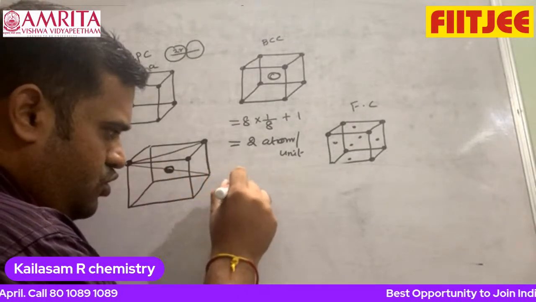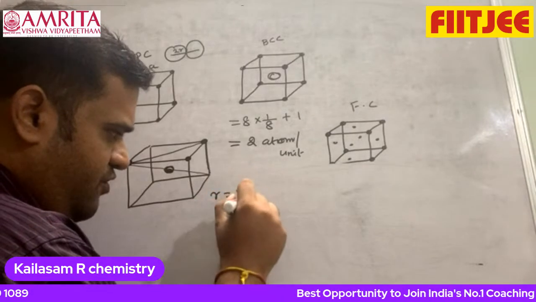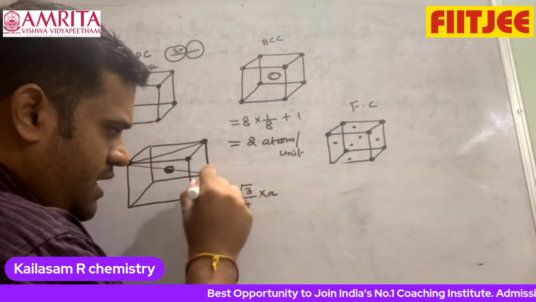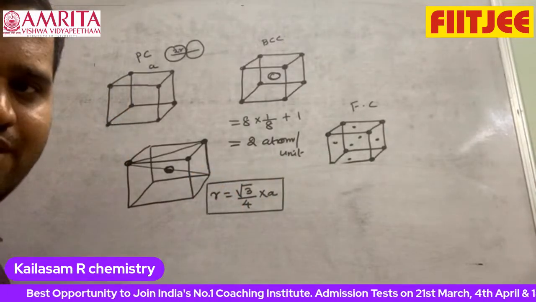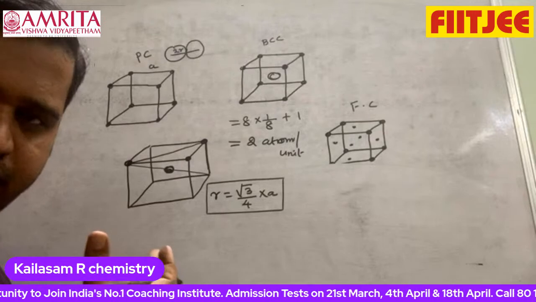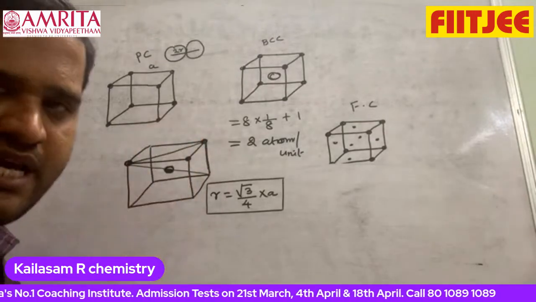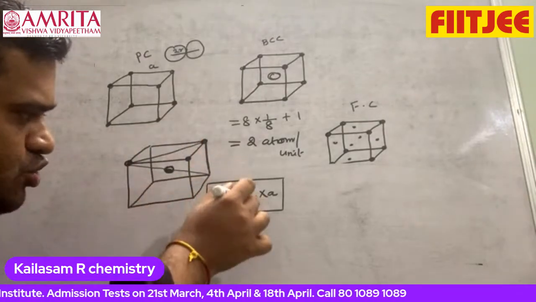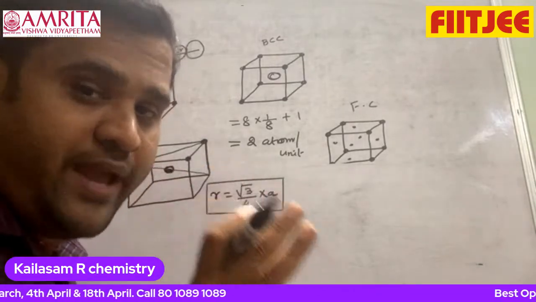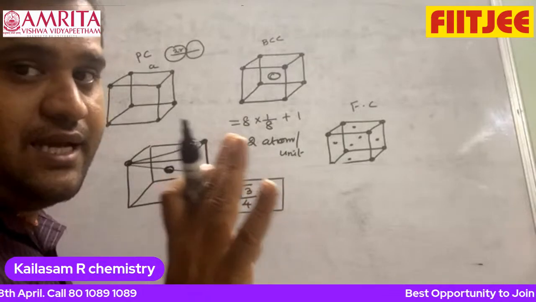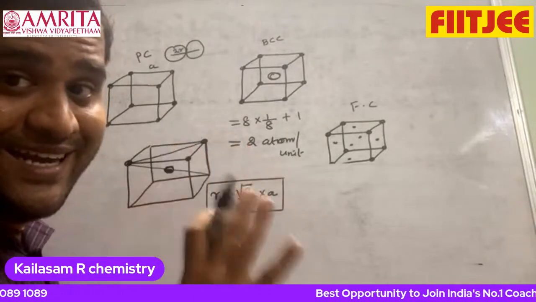R is equal to root 3 by 4 into A. This is for BCC. We can prove that by using the Pythagoras theorem, but I am going directly. R is equal to root 3 by 4 into A for BCC, for atoms that are occupied. Atoms, not ionic solids, crystalline solids.